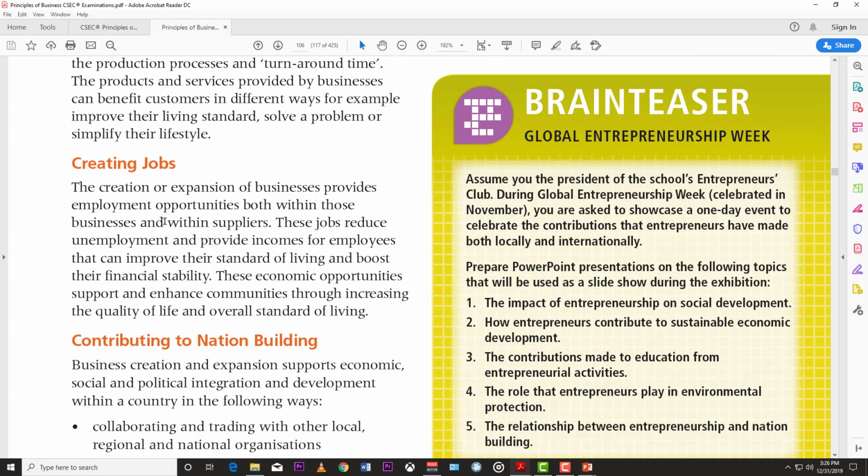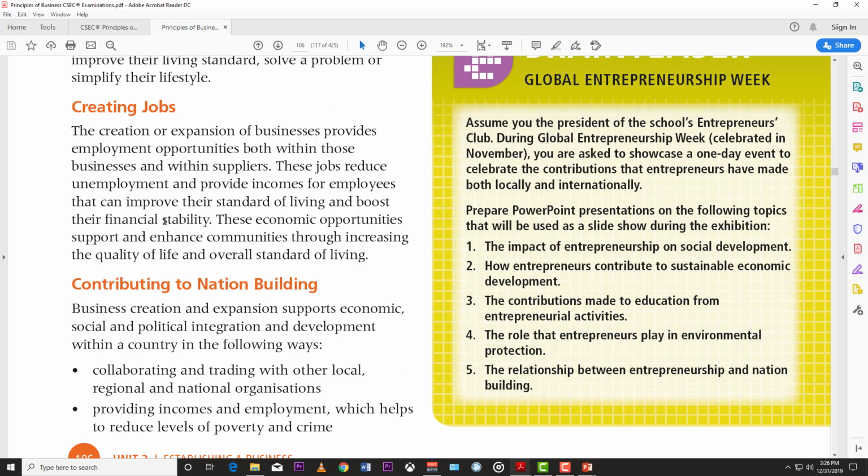And the next one here, creating jobs. That's the obvious one. That one you can go to town on. Job creation. Entrepreneurship leads to the creation of jobs, and that in turn helps the economy because people get a paycheck, you get money, and money flows through the economy. It's a cycle. So you create a job, you hire people, they get paid, they take that money, spend it on other things, and so the cycle continues.